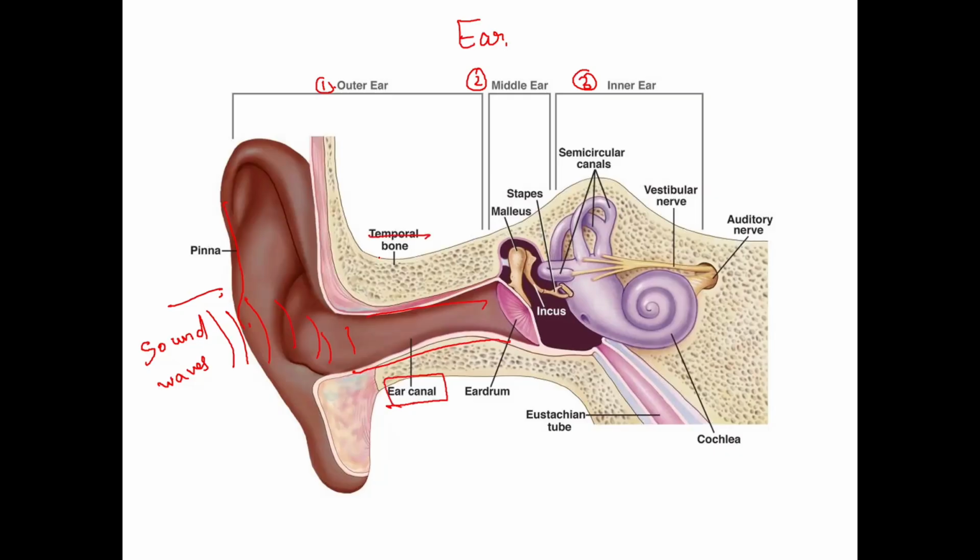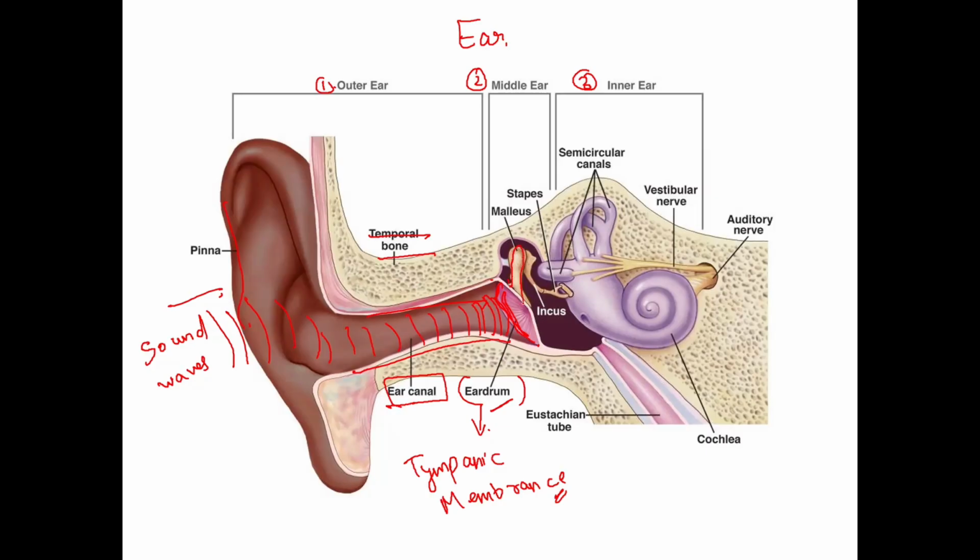This is the temporal bone, which holds the ear structure. Through this canal, sound waves travel and hit a thin kind of membrane that is called the tympanic membrane, or we say eardrum. So the eardrum is also called the tympanic membrane. It's a soft membrane that detects sounds.